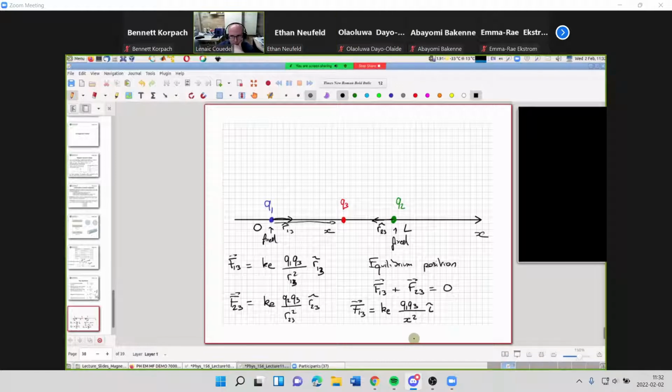Wait, wouldn't 1, 3 be L minus? Oh wait, no, sorry, never mind. Yeah, for the other one, yes. So now I can do the same for F23. So KE Q2 Q3, and now this distance here is L minus x squared. And to go from 2 to 3, it's the reverse direction, so here this is minus i hat. Okay? You agree with that? Yeah, that still makes sense.